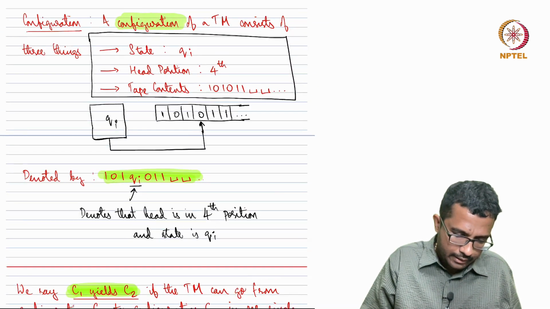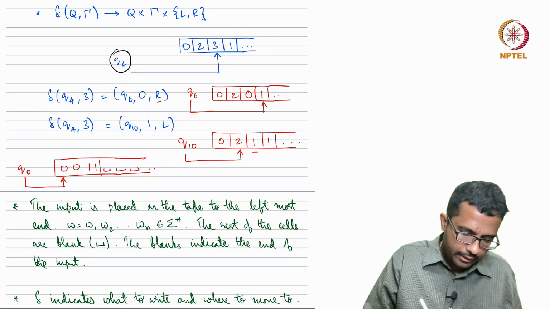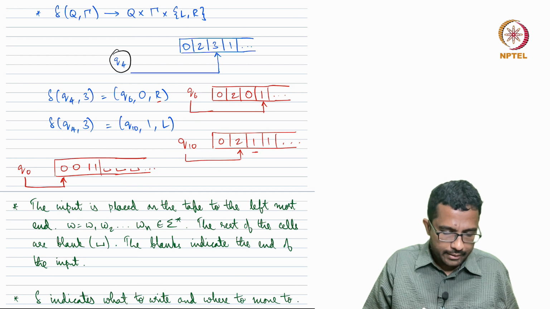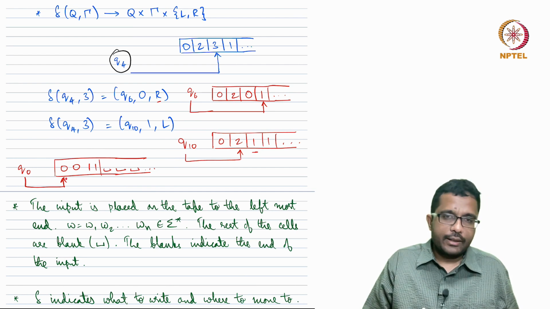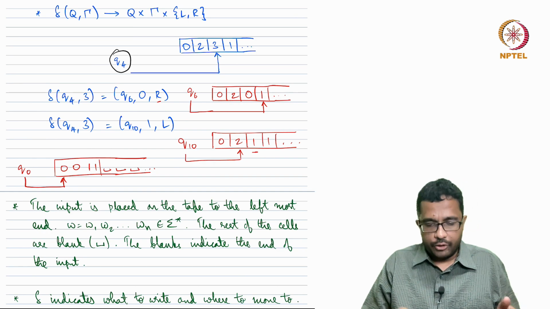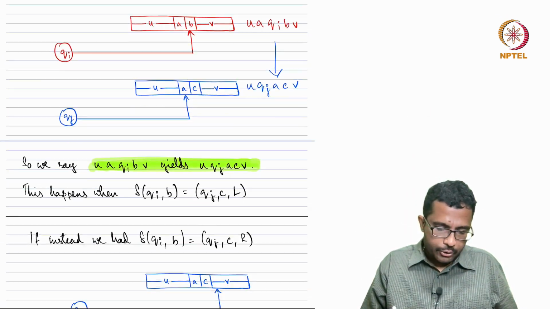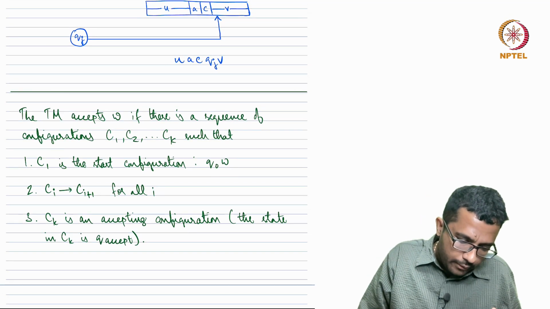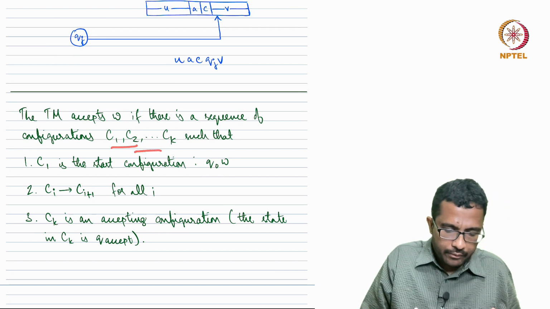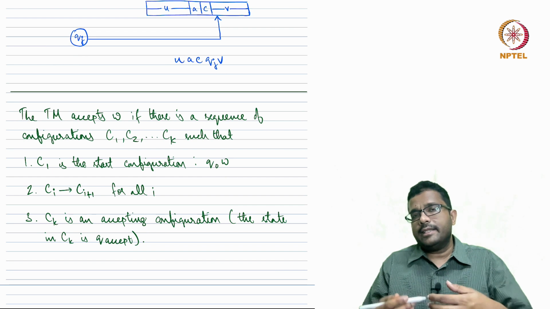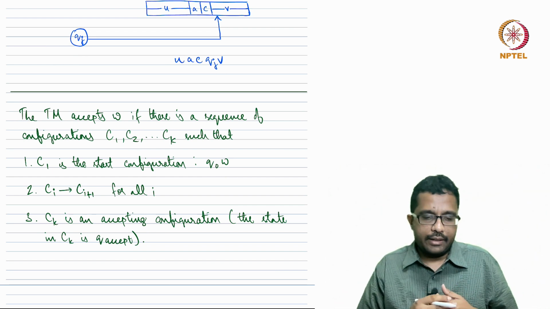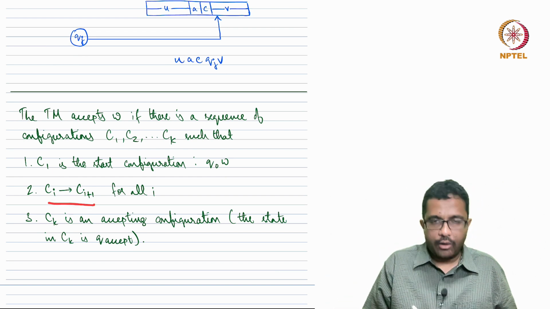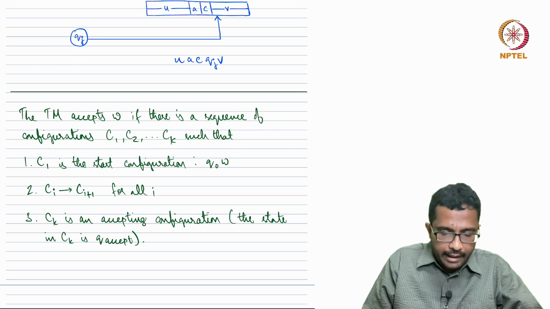I think we mentioned this earlier. If the input was 0011 and Q0 is the starting state, the head should point to the leftmost symbol and the input should be the only thing in the tape. So C1 should be the start configuration, and for all these pairs C1, C2, C2, C3, etc., we want C1 to yield C2, C2 to yield C3, and so on. So this should be a valid sequence of configurations, so that they are all valid successors of each other. Ci should yield Ci plus 1 for all i, and finally Ck should be an accepting configuration.